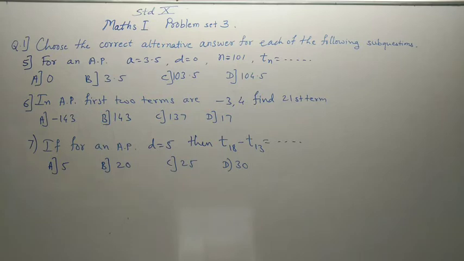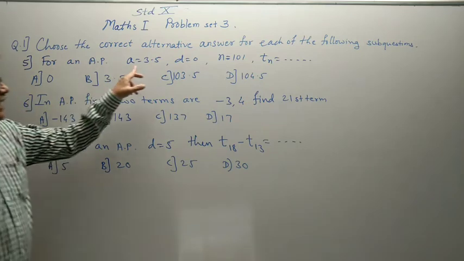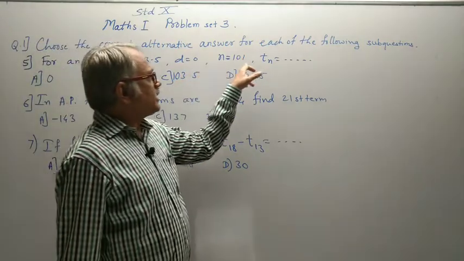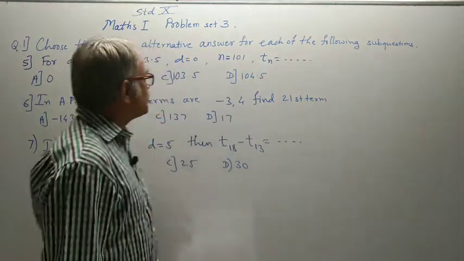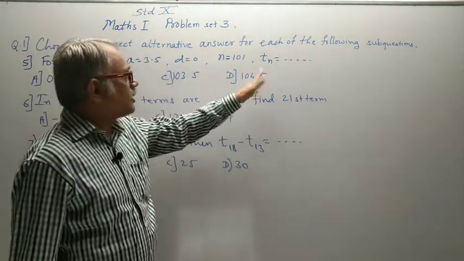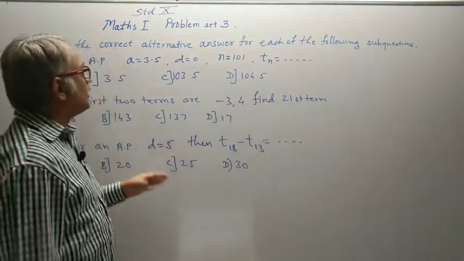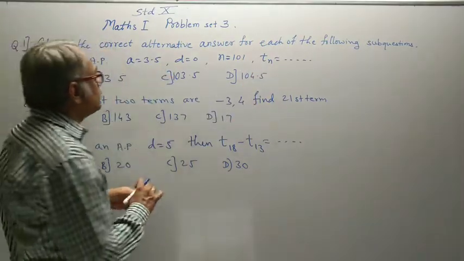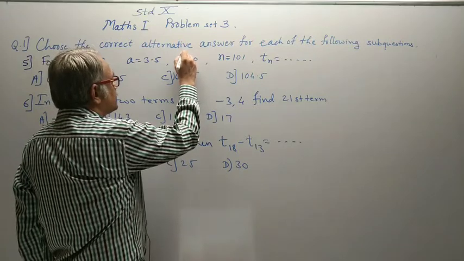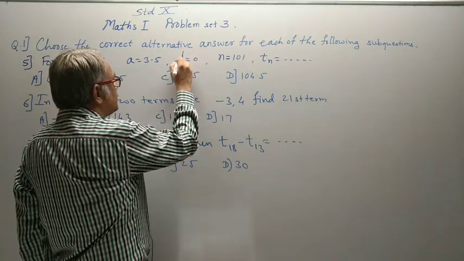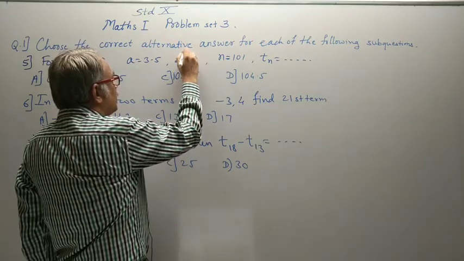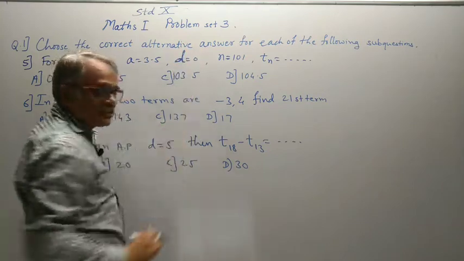Now I am explaining the next 3 questions. Purposely I kept space over here to solve those sums if required. Explain those sums. A is 3.5, D is 0, N is 101, find Tn. Many students will write 101 plus 3.5, 104.5, something like that. But remember D is 0, D means common difference. If the common difference is 0, then all the terms are the same.